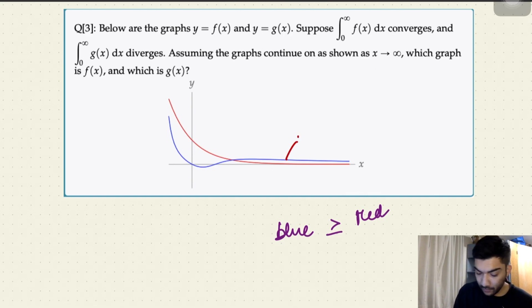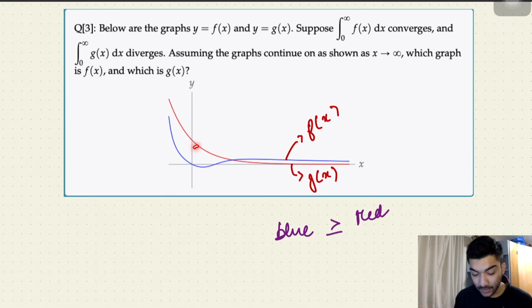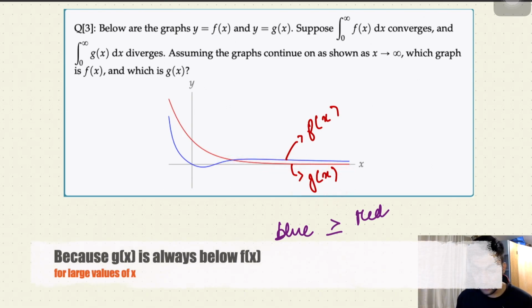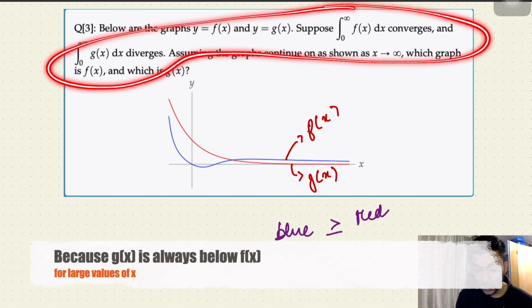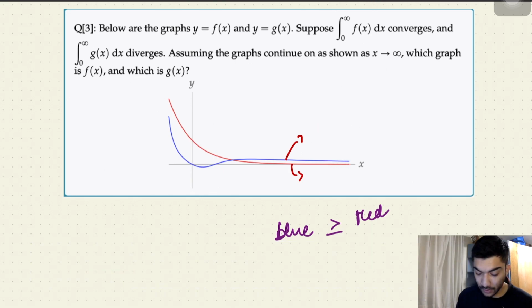Based on this information, if we assume our blue curve to be f(x) and our red curve to be g(x), we know that the area under the curve from 0 to infinity for f(x) dx has a real solution, because it converges. If this area under the curve converges, then based on the comparison test, g(x) will also converge. So in order to make both of these conditions true, we'll have to swap these two functions. So the blue function will be g(x) and the red function will be f(x).